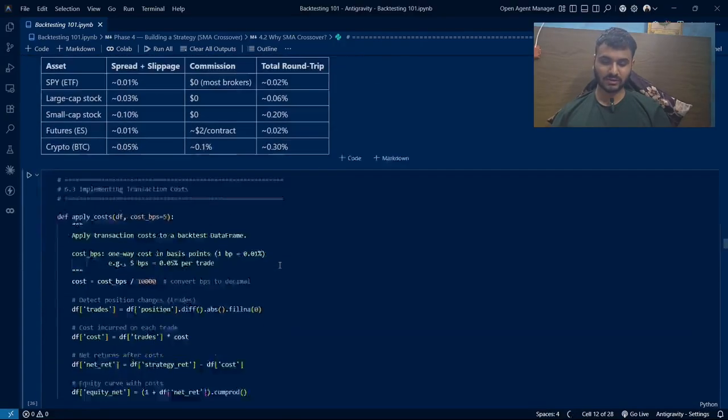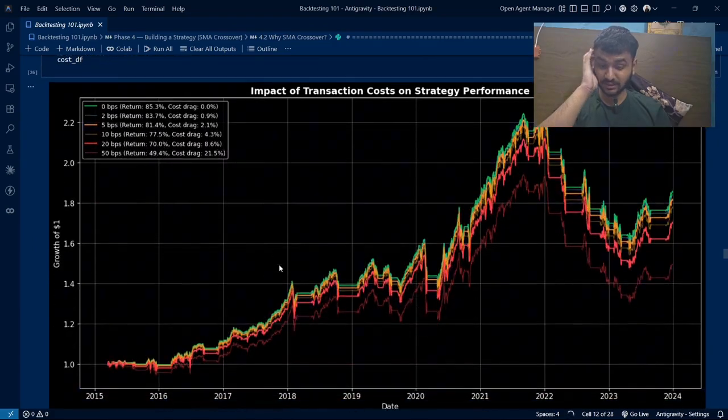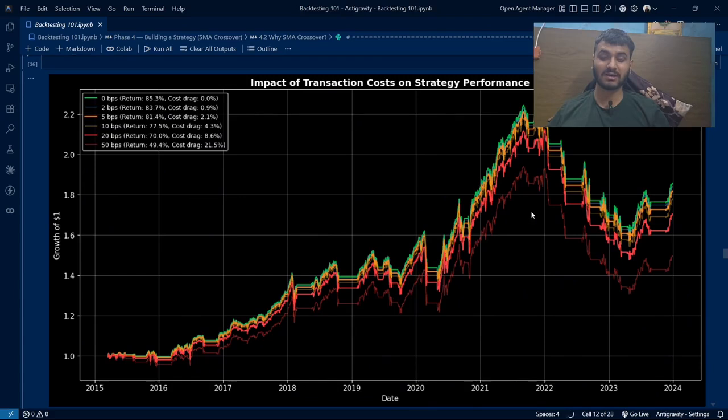Now, if you see here, especially in strategies that trade a lot, every day or let's say every week, this is the result. As you can see, 0 basis points, sorry, it is creating a massive 85% return, 0% cost drag. But if you add 50 bps to every trade, your cost drag becomes 21.5%. So in reality, you might be making much less profit if you are actually considering the cost.